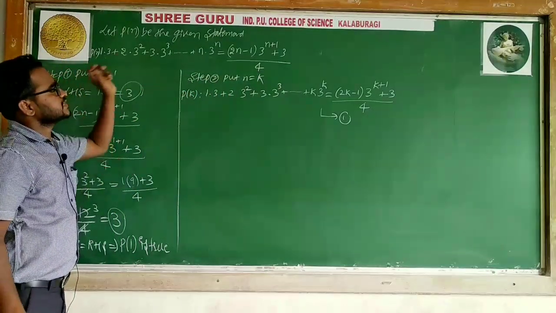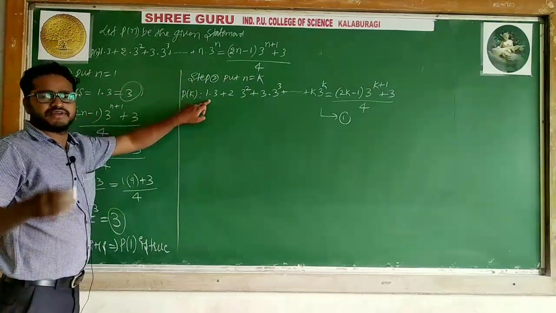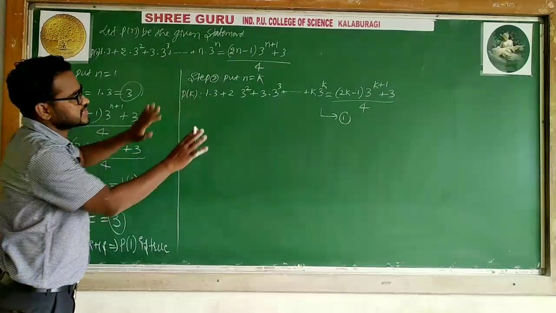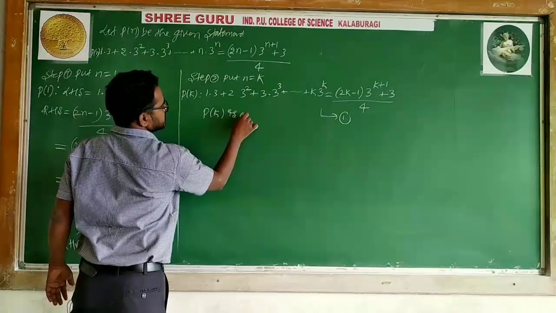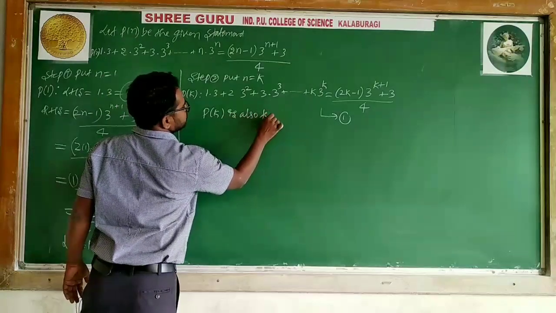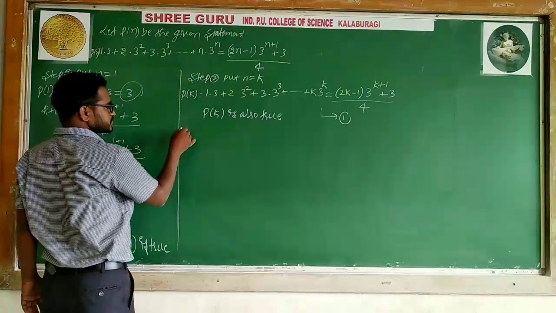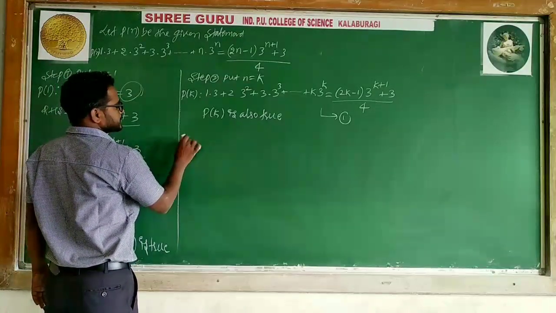Now this is as it is. N is replaced by k. Every time I am saying n is replaced by k, everything is same. So I can say P of k is also true. Then now, step 3.